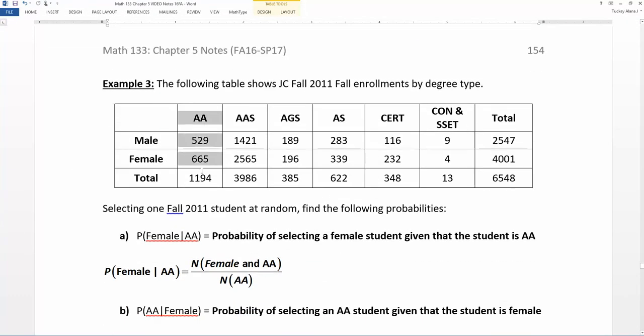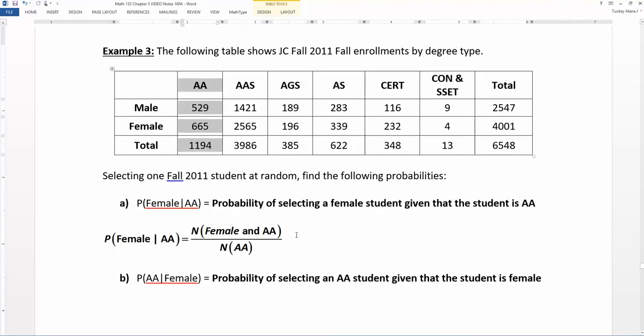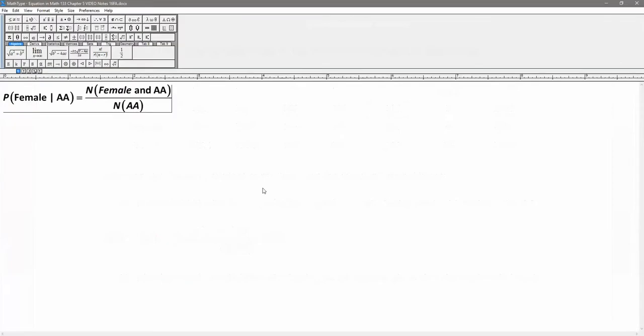So we're saying, look, only look at the Associate in Arts students. So only look at this column right here. If you look at that column right there, what's the chances of being female given that you're in that column? Well, there's 665 female AAs in that column divided by the total of 1194. So this would be 665 divided by 1194. And in case you're interested, that is approximately 0.557.